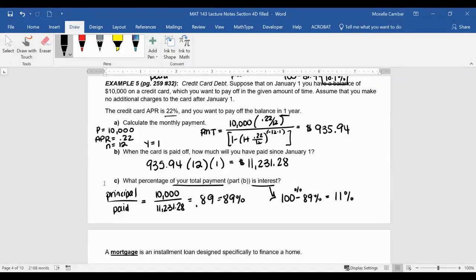So before it was 18% if we paid it off in 2 years with an APR of 20%. Here we paid it off in 1 year with an APR of 22%. We're only paying 11% interest total.